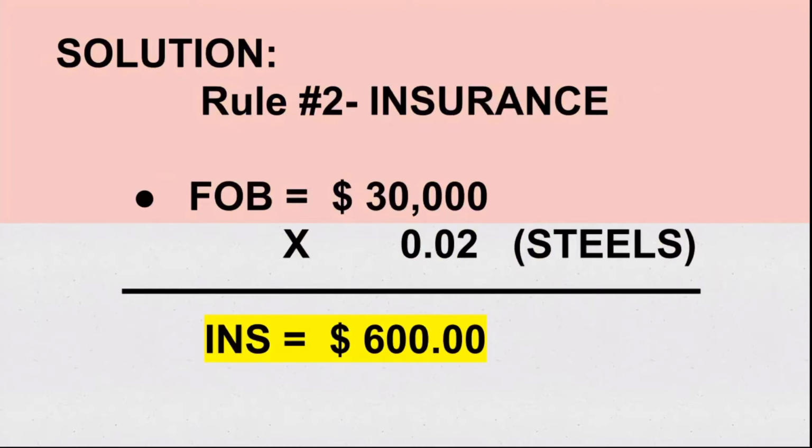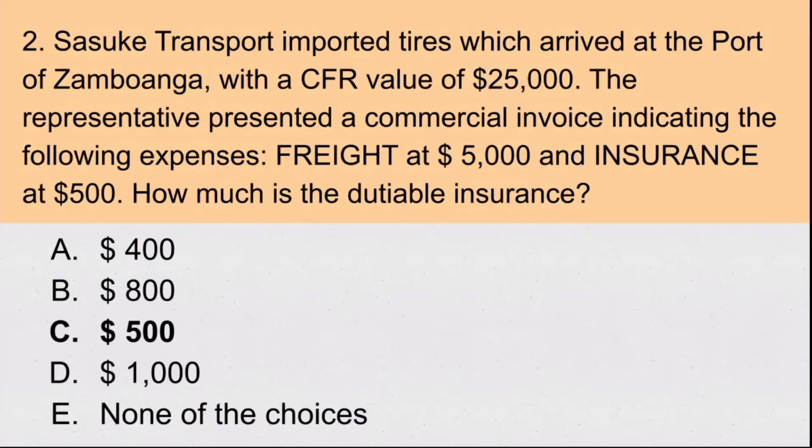The next problem. Saski Transport imported tires which arrive at the port of Zamboanga with a CFR value of $25,000. The representative presented a commercial invoice indicating the following expenses: freight at $5,000 and insurance at $500. How much is the dutiable insurance? Letter A, $400, B, $800, C, $500, D, $1,000, or E, none of the choices. So our answer here is $500, letter C.